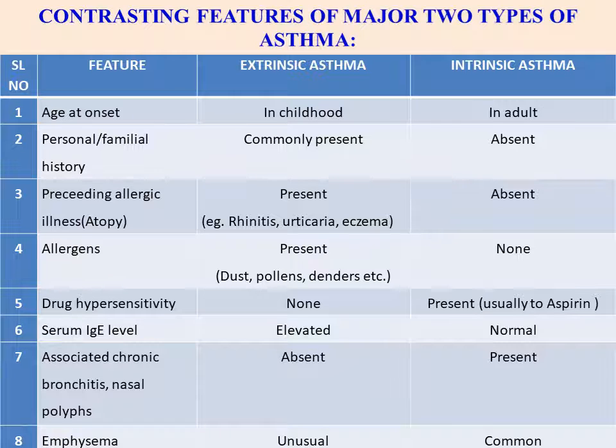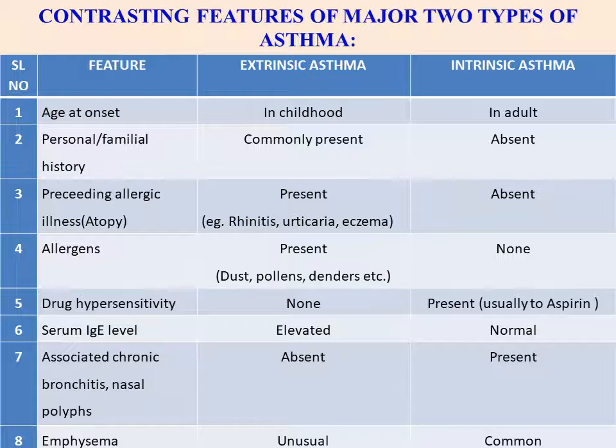Allergens are normally present in extrinsic asthma. Examples of allergens are dust, pollens, dandruff, etc. Whereas in intrinsic asthma there are no allergens. Next, drug hypersensitivity: none for extrinsic asthma, whereas drug allergy is present and causes intrinsic asthma. Serum IgE, that means immunoglobulin E, is elevated in extrinsic asthma, whereas serum IgE level is normal in intrinsic asthma.